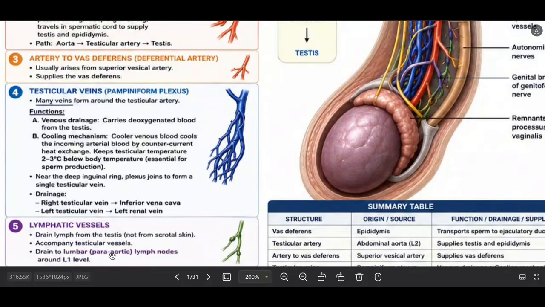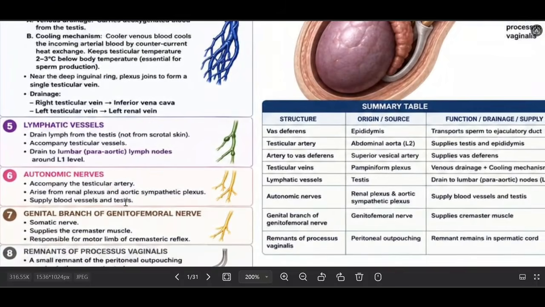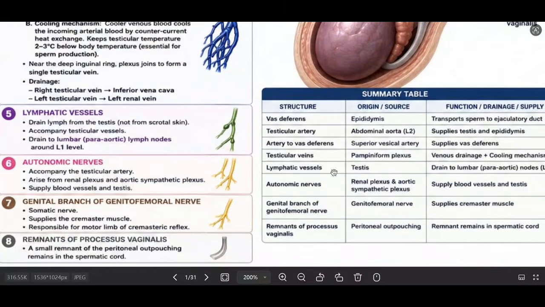Now the fifth structure included in the spermatic cord is the lymphatic vessels. These lymph vessels drain lymph from the testes, not from the scrotal skin. That means scrotal skin is excluded here. From the testes they drain into the lumbar, or para-aortic, lymph nodes. They accompany the testicular vessels or testicular artery, and drain into the lumbar or para-aortic lymph nodes in the abdominal area at the level of the L1 vertebra.